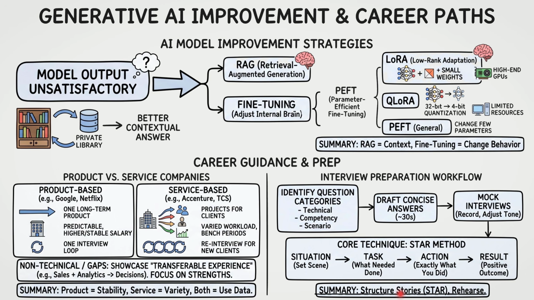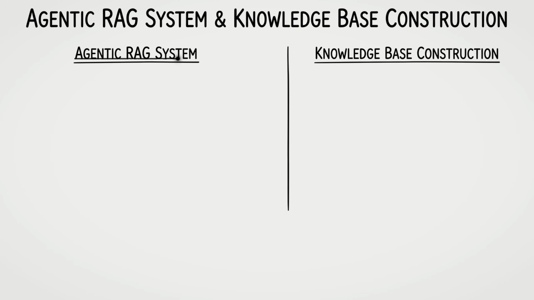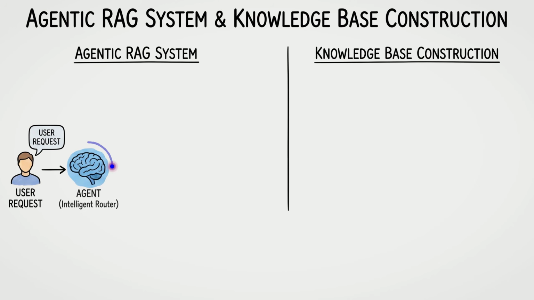applications, like building an agentic RAG system that acts as an intelligent router for users. An agentic RAG system is a major step up from a basic chatbot. Think of it as a highly intelligent dispatcher for a healthcare support system. When a user request comes in, it doesn't just blindly search a database. Instead, it hits this central agent, which acts as an intelligent router deciding the best path forward.